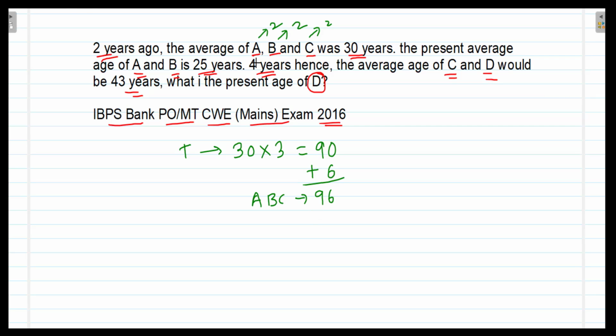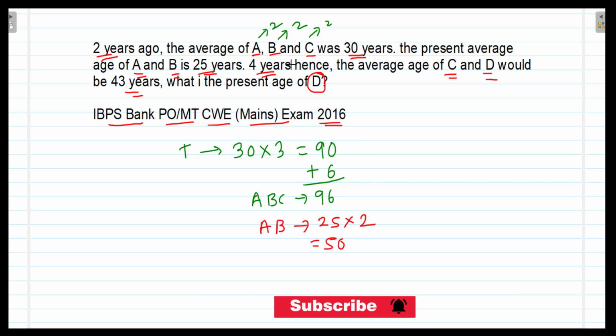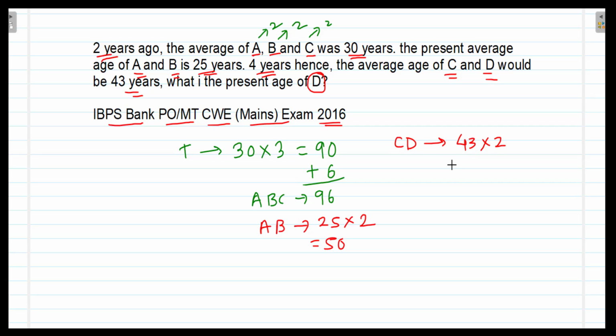But it is also given that the present average age of A and B is 25 years. So their total age will be 25 into 2, that is equal to 50 years. But it is further said that 4 years hence, the average age of C and D would be 43 years. Therefore, 4 years hence, the total age of C and D will be 43 into 2, and that will be equal to 86 years.